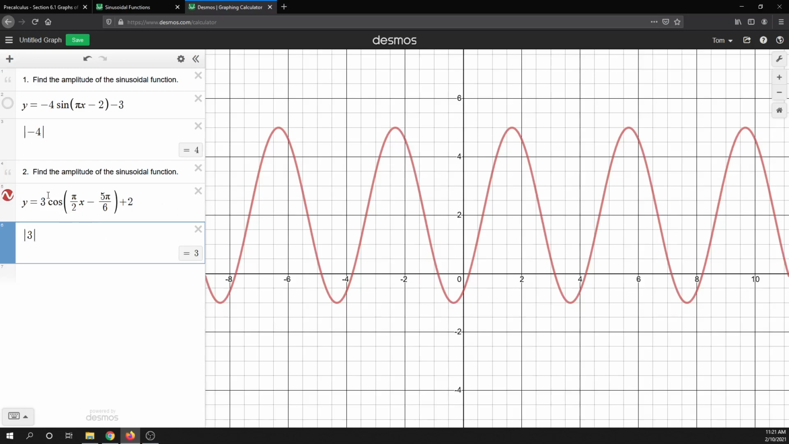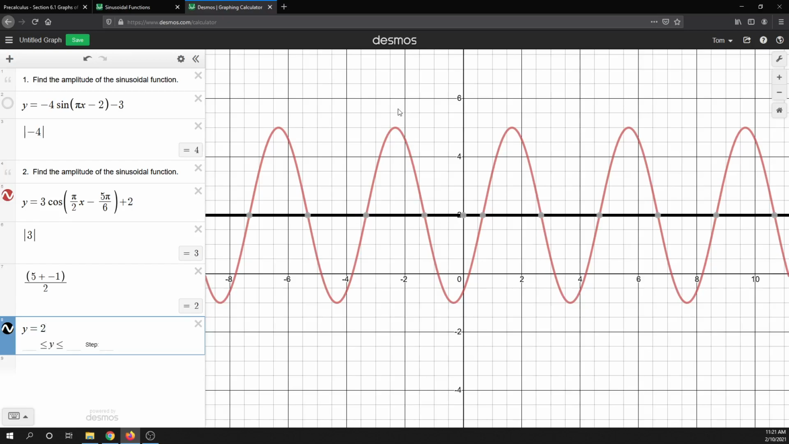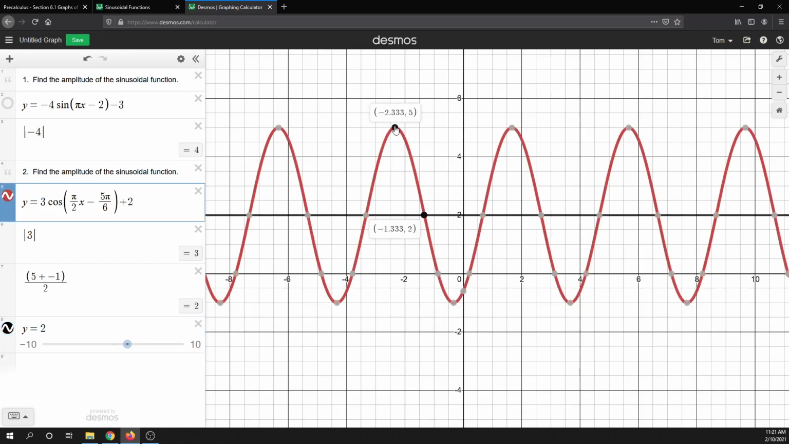Now suppose they didn't give us the formula and we just want to find it from the graph. Again, find the midline first. The maximum values are 5, the minimum values are -1. So it would be 5 plus -1 divided by 2, which gives us the midline right here. That's the line halfway between the minimum values and the maximum values. Then find the distance from the midline up to one of the maximum values, the straight line distance. So what's the distance between 5 and 2? Well, that would be 3.